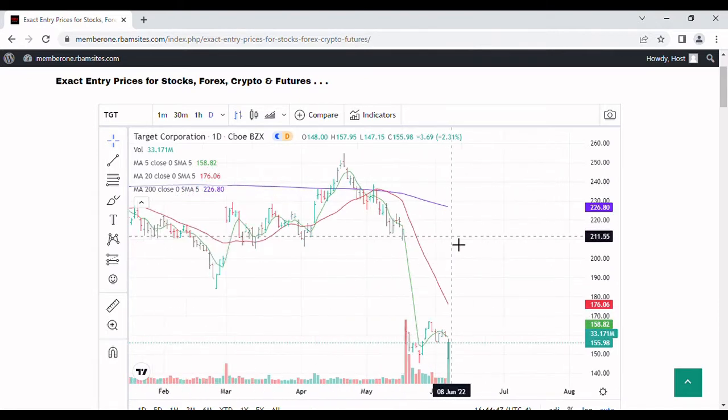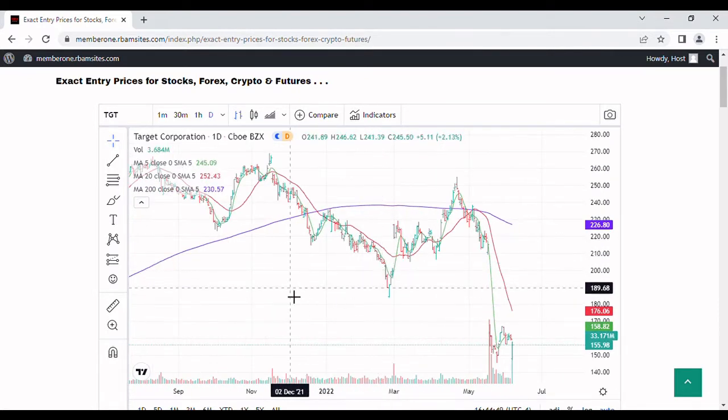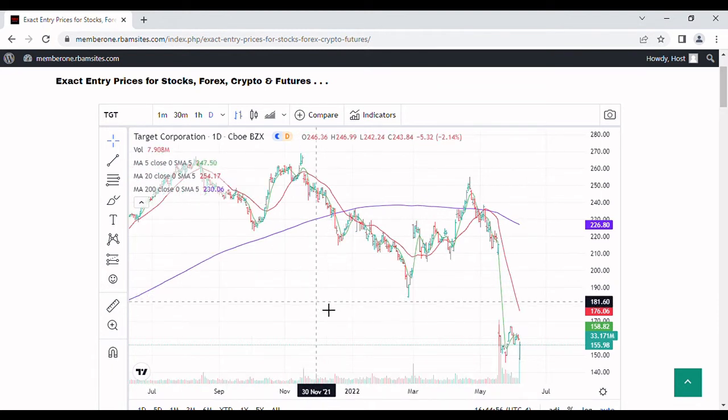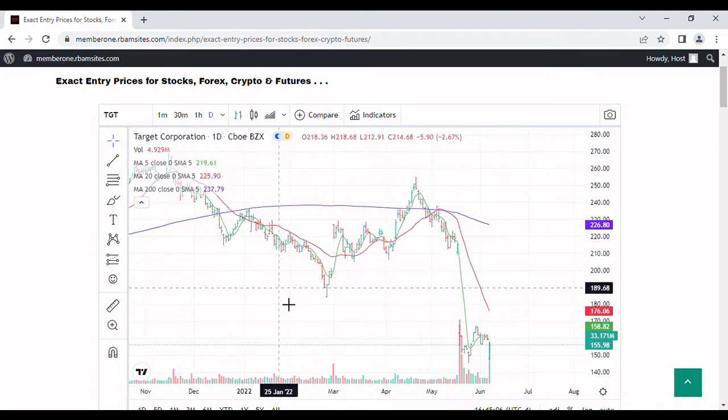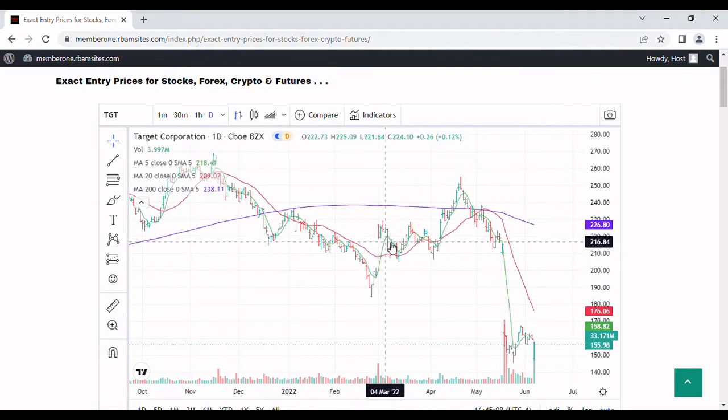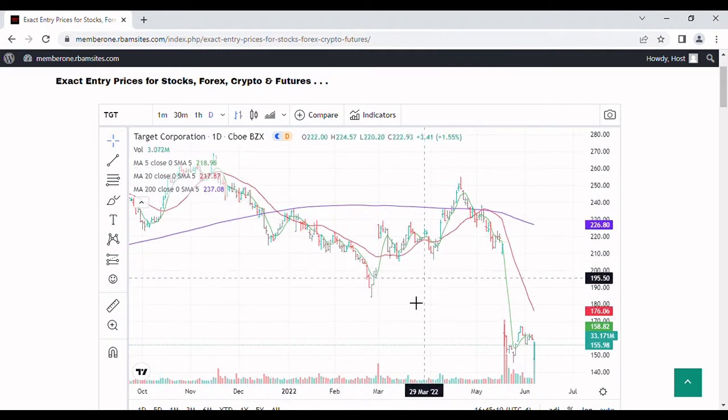But the most important thing I want to point out is we haven't discussed anything about Target fundamentals. And that's really the most important thing of using moving averages and other types of quantitative analysis or technical analysis. You don't need to know anything about fundamentals. You can look at this chart and see that there was a very, very serious problem with Target when the 200-day went flat and the price was below it.